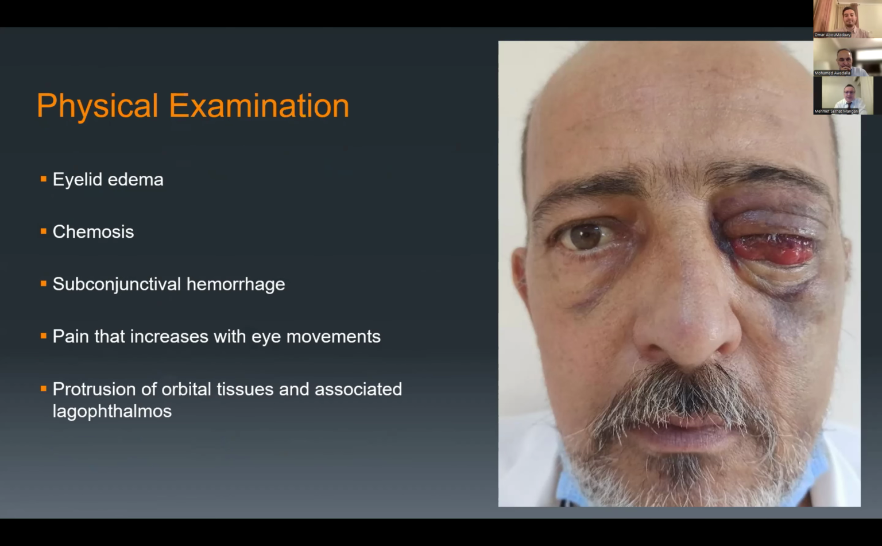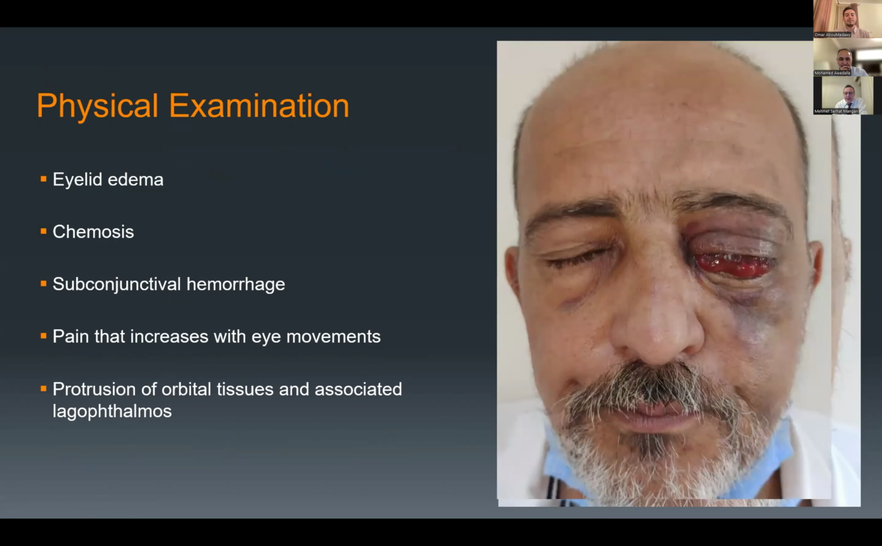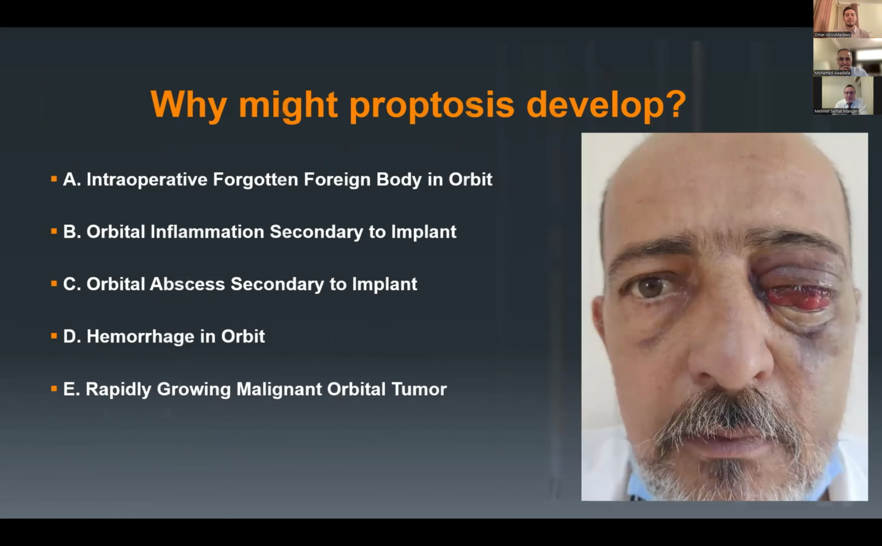On physical examination, we see eyelid edema, chemosis, subconjunctival hemorrhage, pain that increases with eye movements, protrusion of the orbital tissues and associated lagophthalmos. On closure of the eyelid, we see the orbital tissues protrude. Why might proptosis develop? An intraoperative forgotten foreign body in the orbit, orbital inflammation secondary to the implant, orbital abscess secondary to the implant, hemorrhage in the orbit, and a rapidly growing malignant orbital tumor.